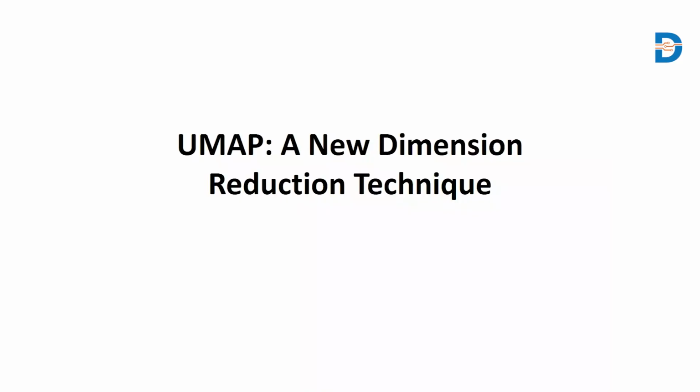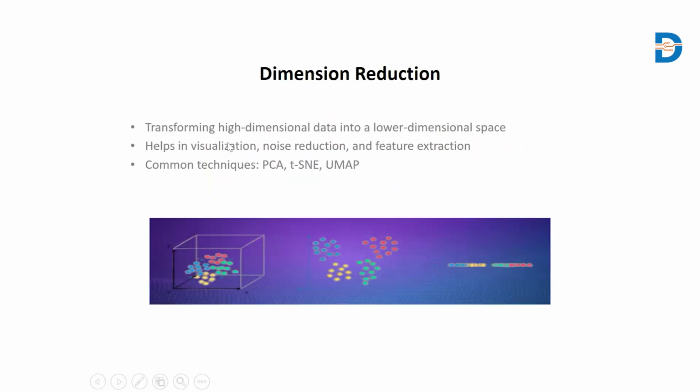Today we discuss UMAP, a new dimension reduction technique. So what is dimension reduction? How does it help in the analysis process? This is the new technique we will use. So how can we use this technique? UMAP. So, dimension reduction.